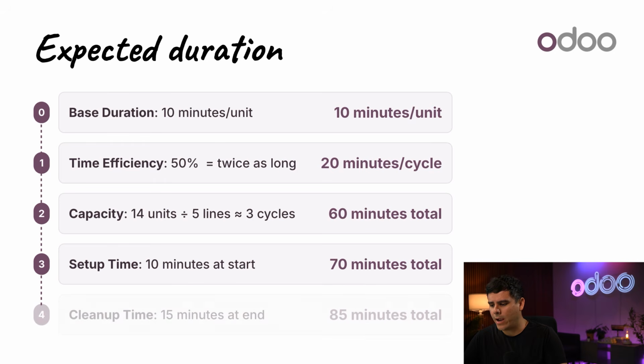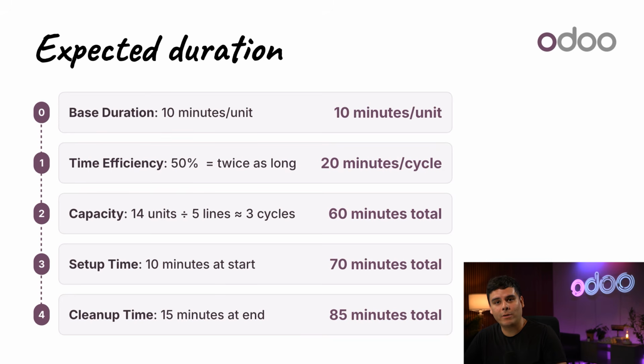All right, and now we're at our last one, step 4. Cleanup time is 15 minutes. 70 plus 15 is 85 minutes, the number I emphasized earlier, and finally, we did it. That was fun. My brain feels like an Odoo algorithm now. All right, but I promise I'm not AI.